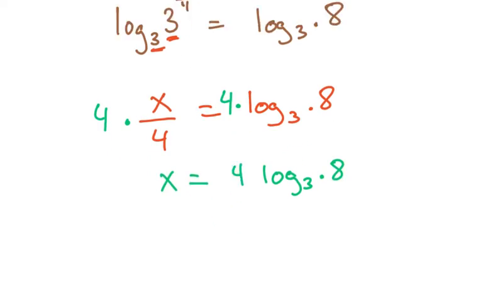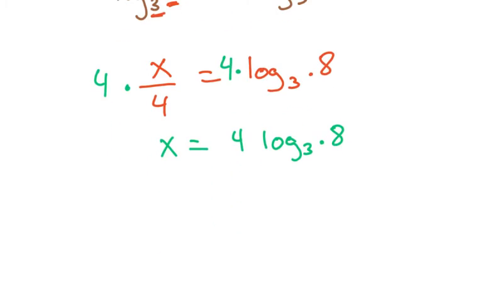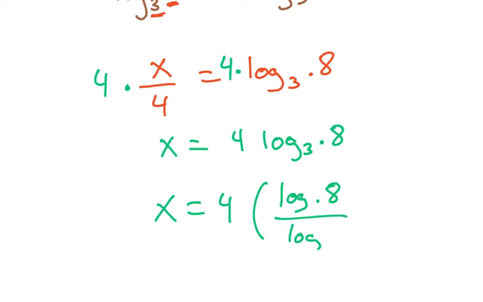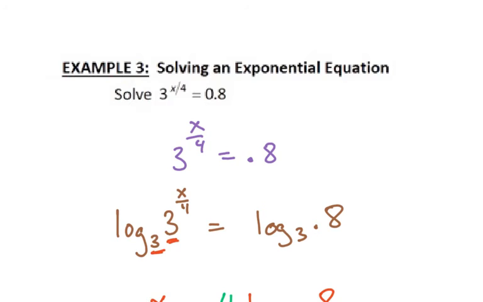And again, you can type it in directly as such. If you'd rather see this as 4 log 0.8 over log 3, you can write it that way as well. Okay. And number 4, once more of the same.